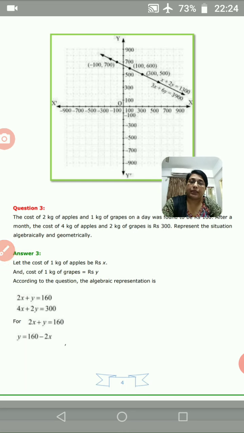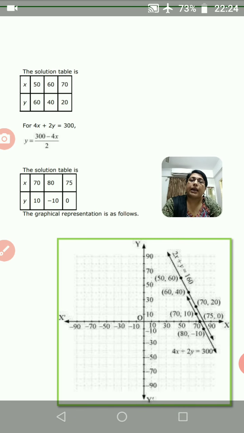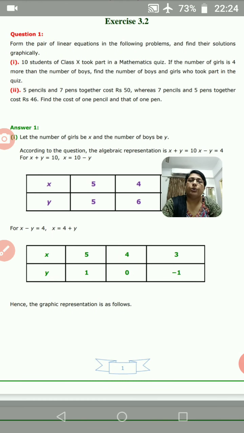I make tables, and here I have the tables, and if I represent this on the same graph, then I get two parallel lines, and so we can say here they do not have any solution. No solutions are there, and we can also say they are inconsistent. Now let us see exercise 3.2.